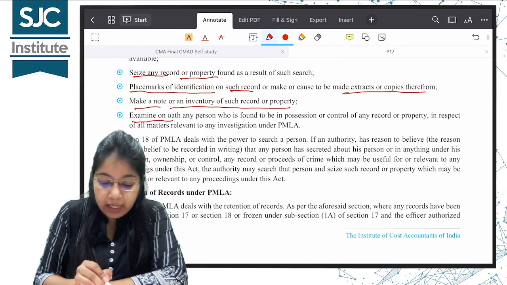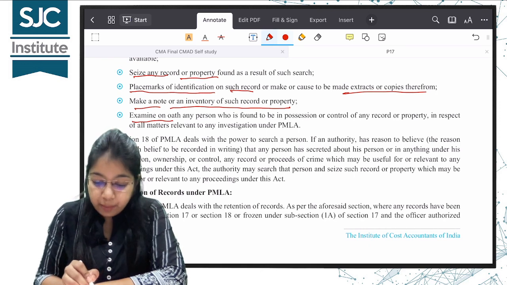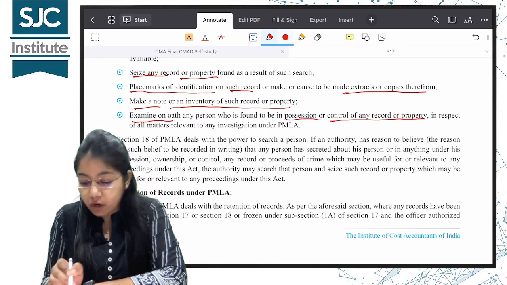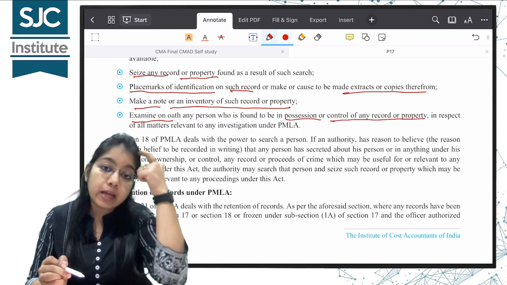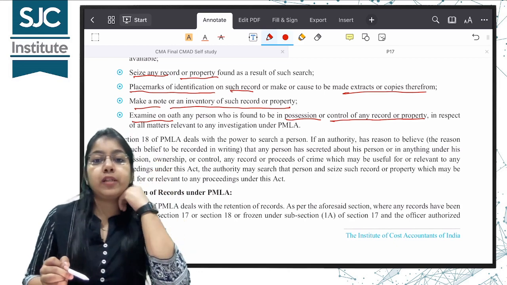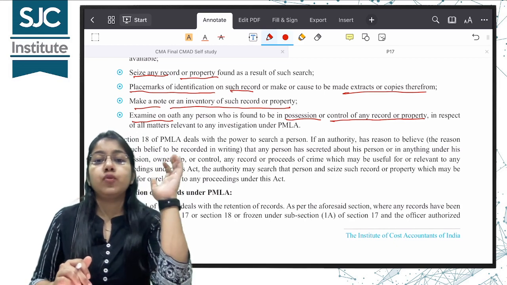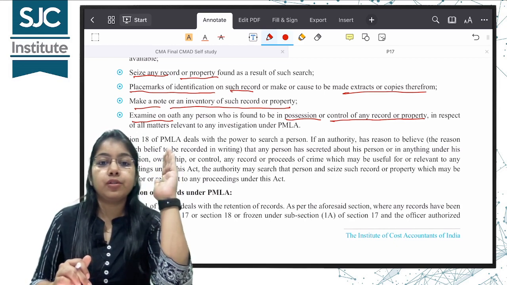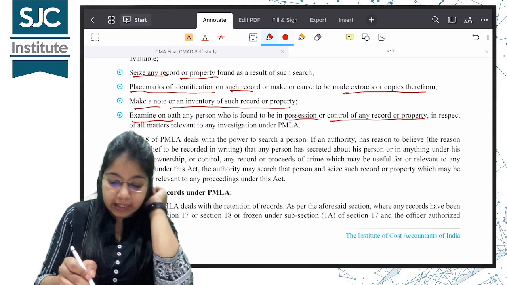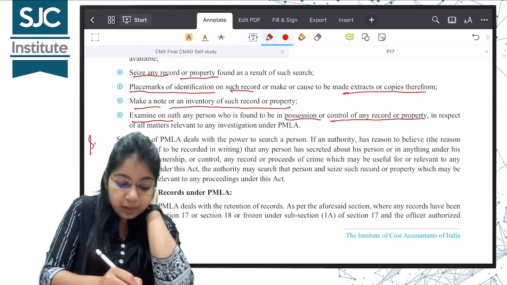Examine on oath any person who is found to be in possession or control of any record or property in respect of all matters which are relevant for investigation under PMLA. Okay, so this is your power of search and seizure. Section 18 deals with the power of search of a person.